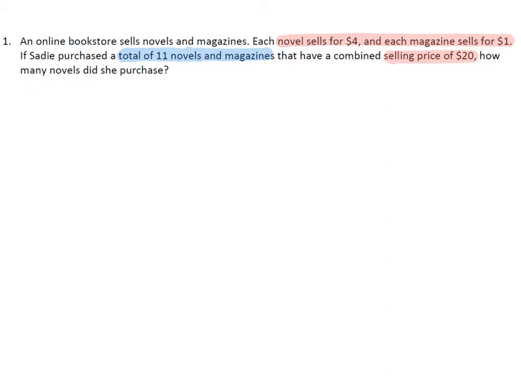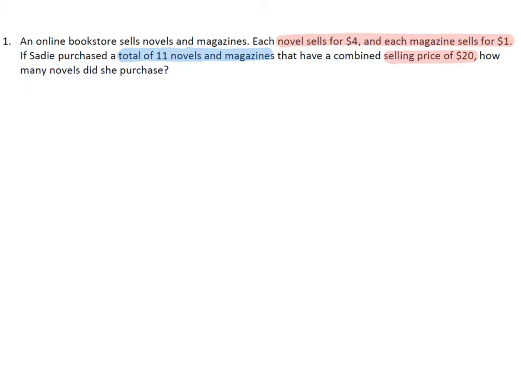Now, I highlighted the fact that the novels sell for $4 and magazines sell for $1 in red because it relates to money, and the total selling price is also in dollars, so it also relates to money. However, the total number of novels and magazines does not relate to money, so that's going to be a separate relationship. Now, we know how much a novel and a magazine sell for, but what we don't know is how many novels and how many magazines there are.